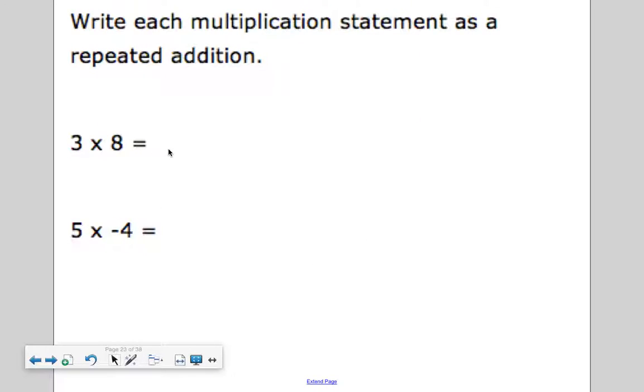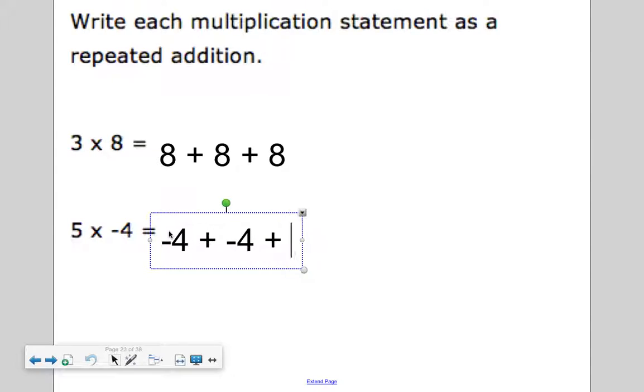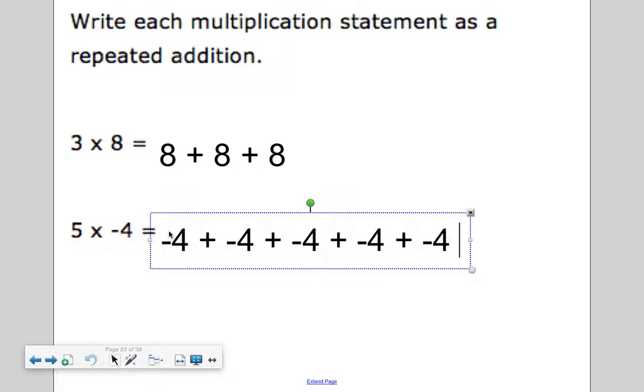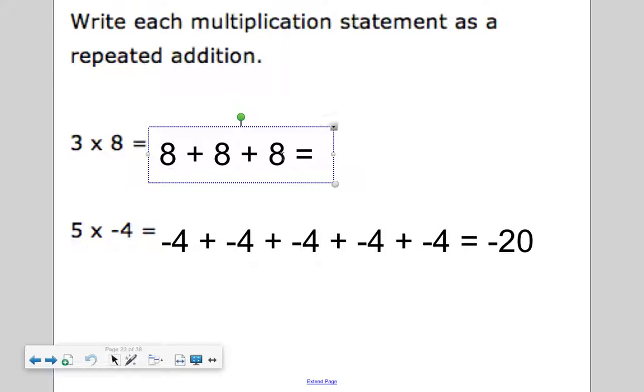And now, let's write each one as repeated addition. 3 times 8 is 3 groups of 8. 8 plus 8 plus 8. 5 times negative 4 is 5 groups of negative 4. 1 group of negative 4, 2 groups of negative 4, 3 groups, 4 groups, 5 groups of negative 4. Even though it didn't say as the answer, it will equal negative 20. And this one will equal 24.